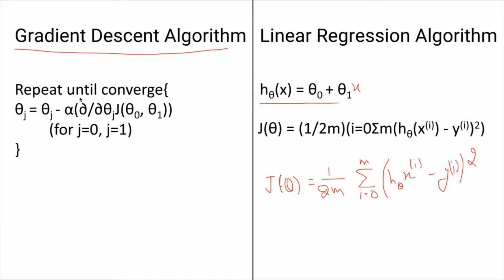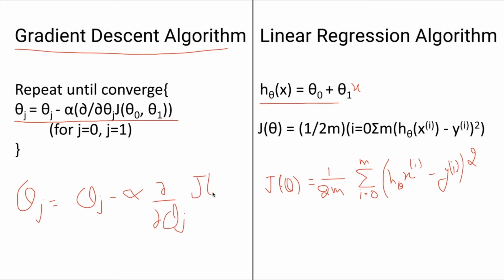But in gradient descent, what we do is write this statement here: theta j is equal to theta j minus alpha times the partial derivative with respect to theta j of J. We can say theta j here, because we are putting j equals 0 and j equals 1. So this is our algorithm.